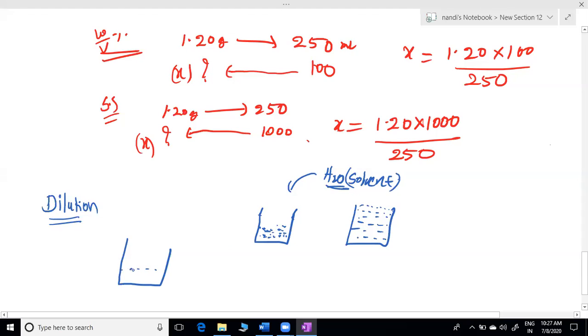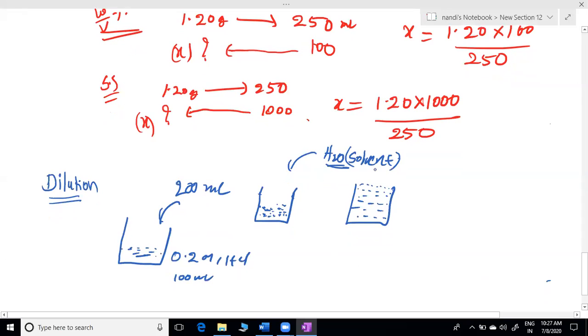So here, 0.2 M HCl, 100 ml. By adding 200 ml of water, what about the HCl concentration? Decreases or same? Previously the sweetness decreased, so here also the HCl concentration decreases. So this process we call dilution.